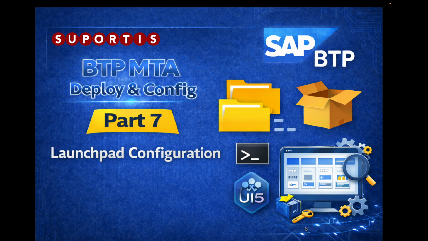In this video, we configured the Launchpad and integrated our deployed applications. Our apps can now open directly from a central entry point. In the next part, we will set up CI/CD using SAP BTP. We will also look at Cloud Transport Management and give a short demonstration of the SAP Alert Notification service.